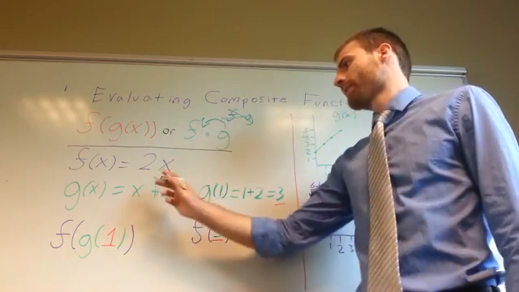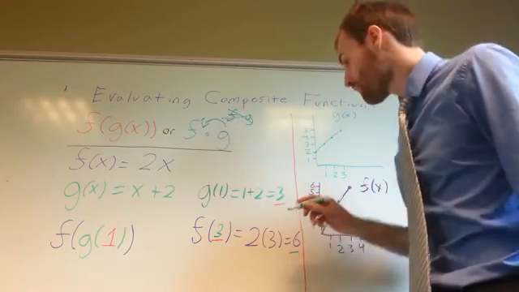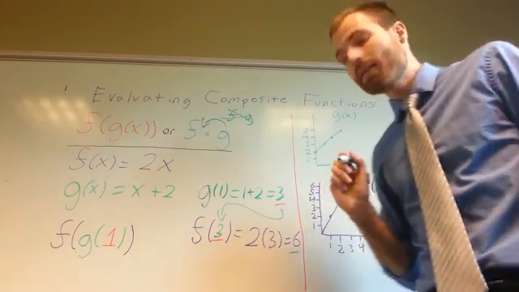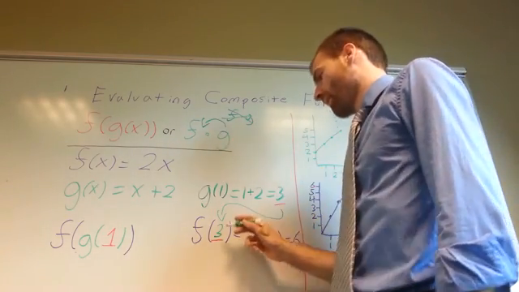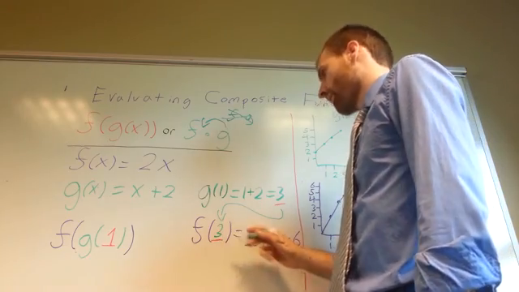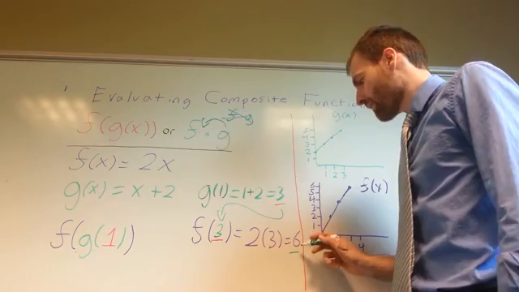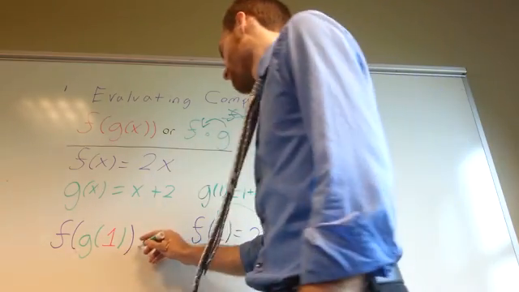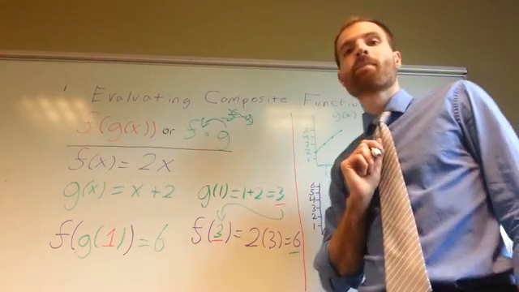We know g of x is x plus 2, so 1 plus 2 gives us 3. And this 3 right here is now our input into our second function here. So now we put this 3 into our f of x, and we know f of x is 2x. So 2 times 3 is equal to 6. And that is the solution. 6 is the solution to f of g of 1.